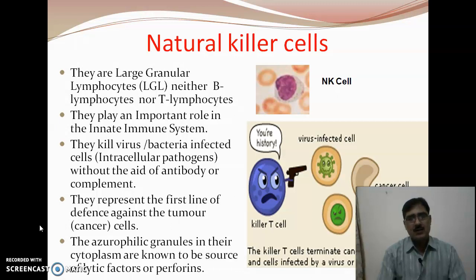These natural killer cells contain certain azurophilic granules in their cytoplasm, and these azurophilic granules are known to be the source of lytic factors, or the perforins. These perforins penetrate the infected cells, thereby killing the infected cells.